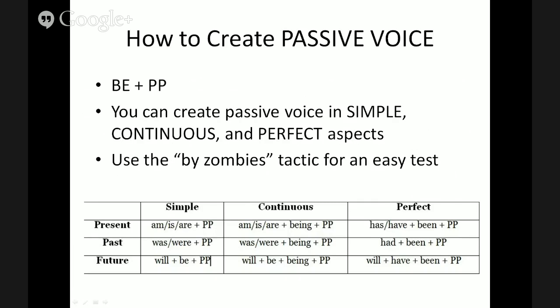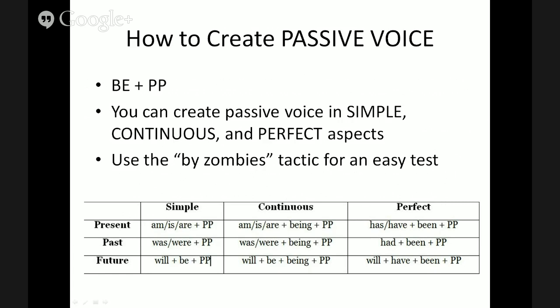Now, this is how you create passive voice. You have some form of to be and the past participle. You can create passive voice in any tense aspect combination.